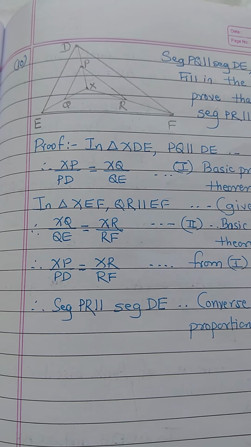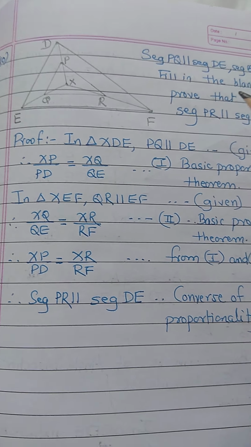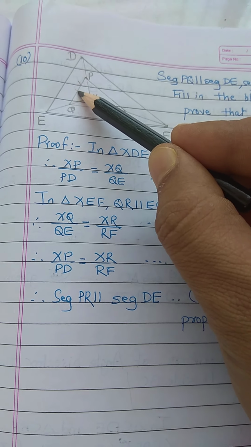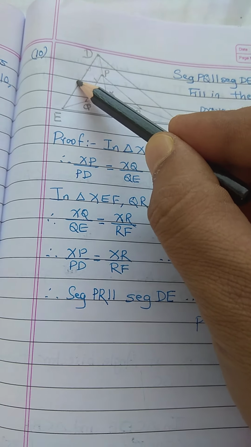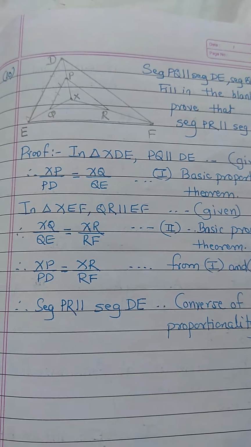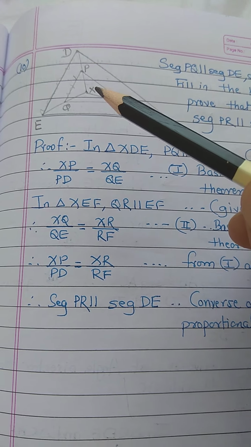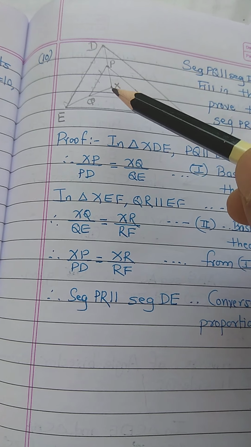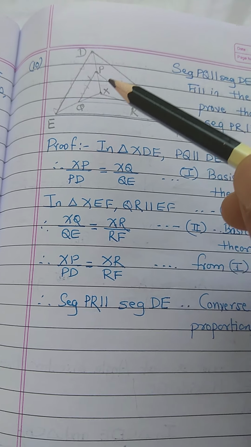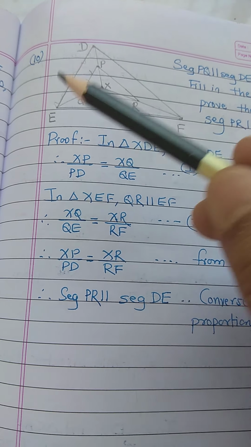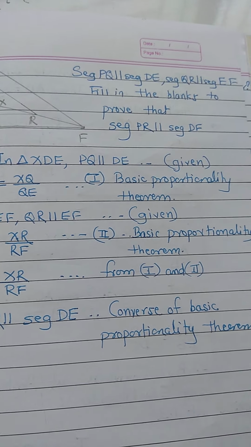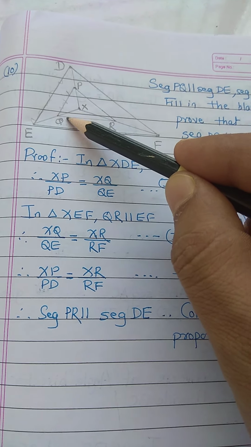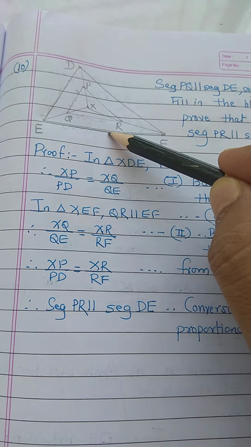Question number 10. In triangle XDF, PQ is parallel to DE. This PQ is parallel to this DE. So we can apply the basic proportionality theorem in triangle XDE. We can write XP upon PD equal to XQ upon QE. Another thing given is QR parallel to EF. This QR is parallel to this EF.